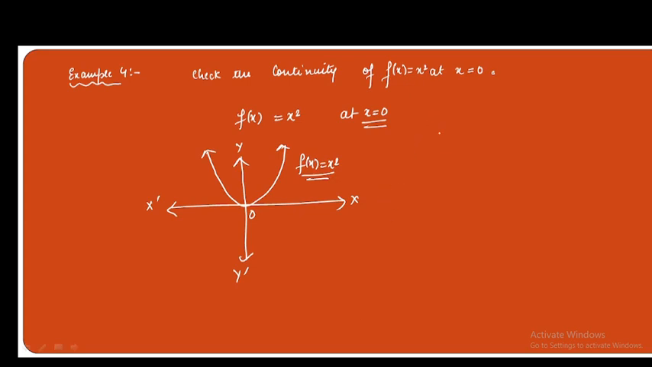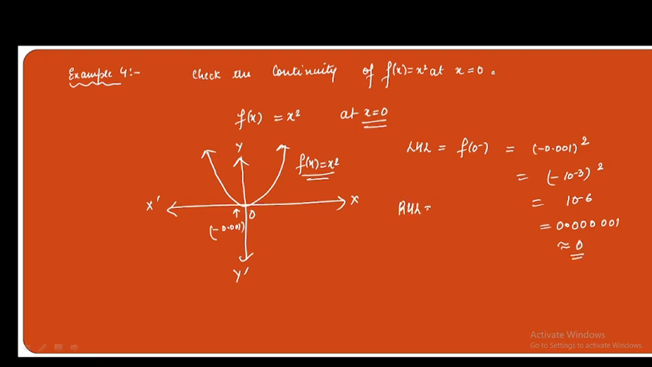Okay, now what you observe, you take LHL, which is f of 0 minus. Let's take any value, let's take minus 0.001. So minus 0.001, and here it is square, right? So it is minus 10 raised to the power minus 3 square, which is 10 raised to the power minus 6, which is 0.000001, and this is very close to 0.